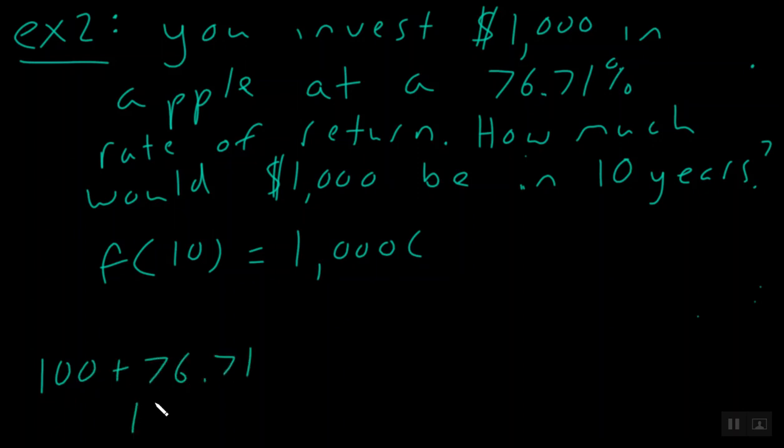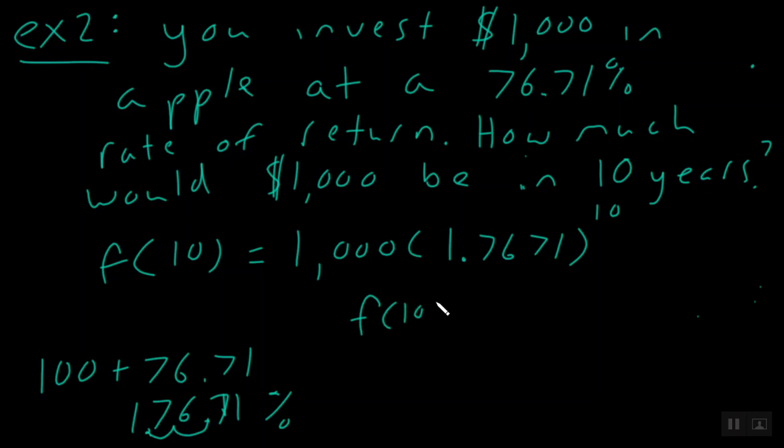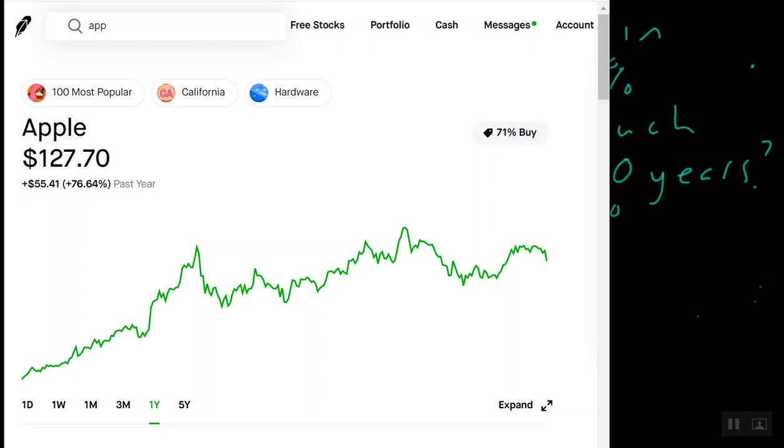76.71? Well, that's 176.71%. And we move that 2 decimal places to the left, so we're going to put this at 1.7671 raised to the 10th power. So let's go find out, what would your $1,000 be worth 10 years later at this consistent rate of return.